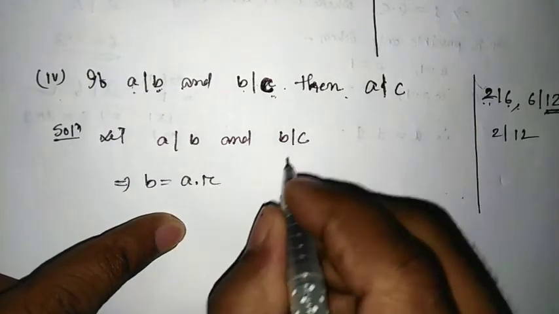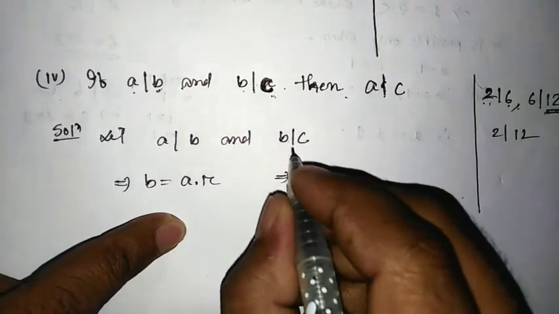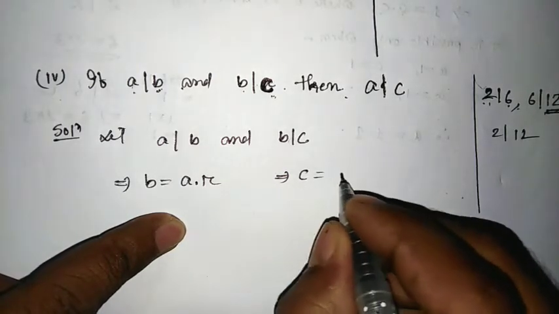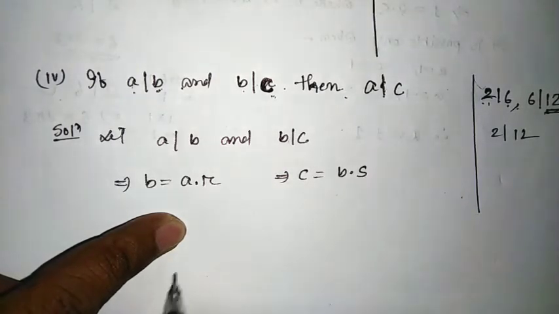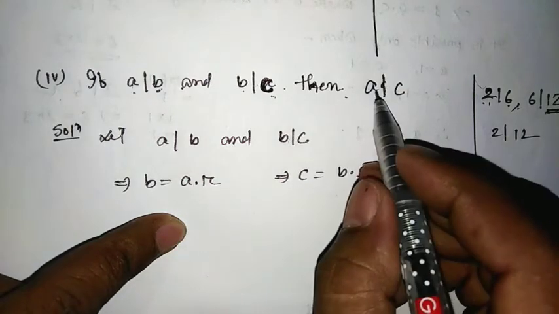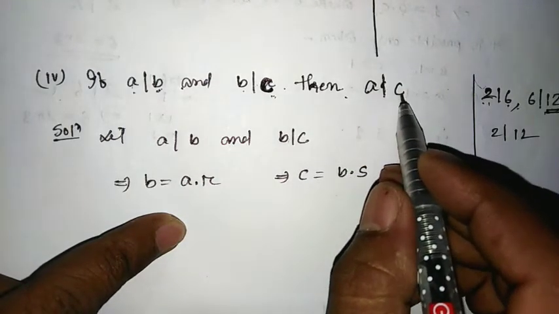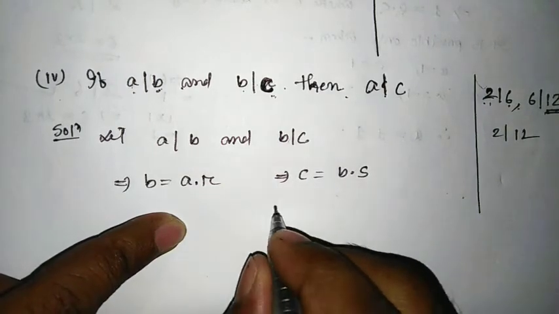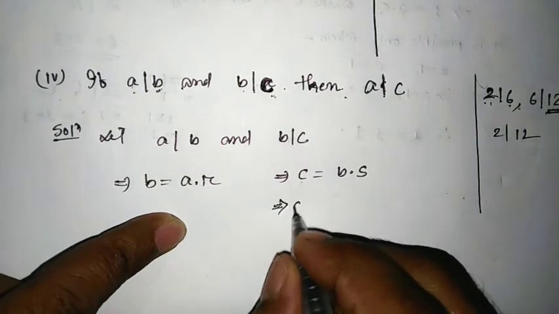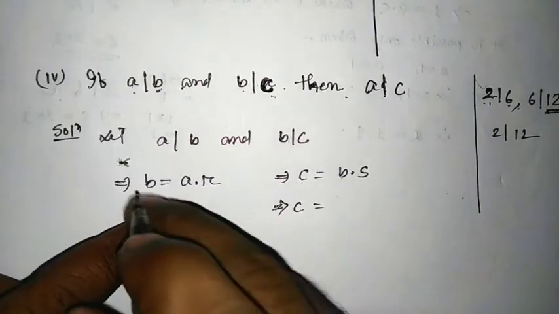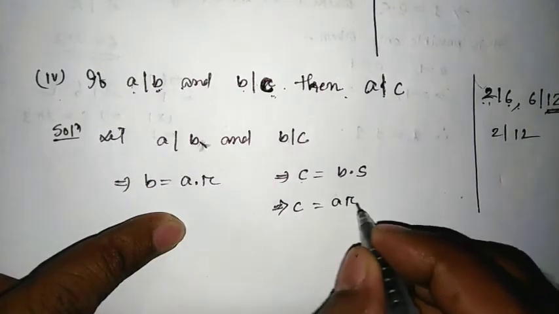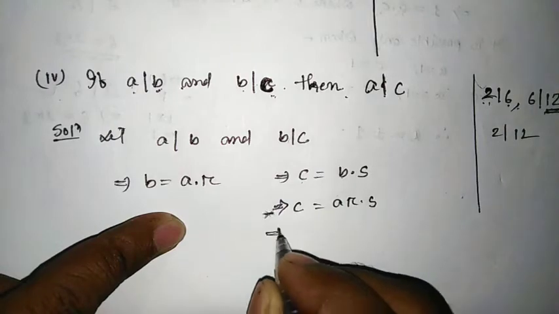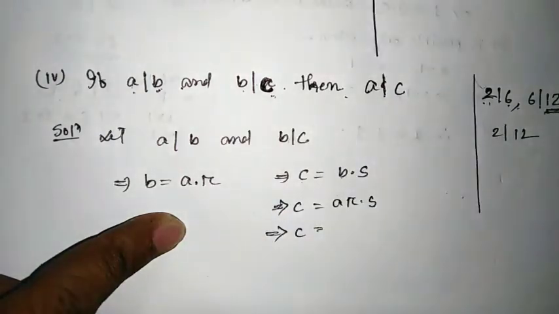Let A divide B and B divide C. We will prove that A divides C. Since A divides B, we can write B is equal to A into something, suppose A into R. B divides C means C is equal to B into something, suppose S. Now we need to prove that A divides C also.